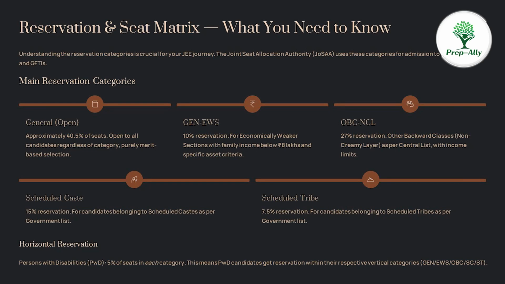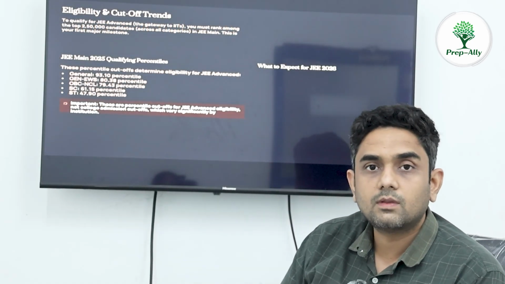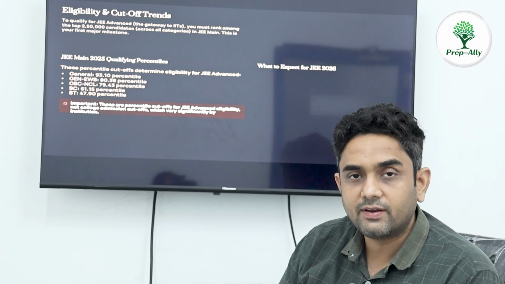So these will be the different reservation categories, and among each category, for example, in general open there will be 5% of general open seats for the PWD category, the physical disability category. Similarly, if I talk about OBC NCL, again 5% will be for that. If I talk about scheduled caste, there will be 5% for that. Even for the economically weaker section, there will be 5% reservation for each and every category over there. So this will be the general kind of reservation matrix that we can expect.